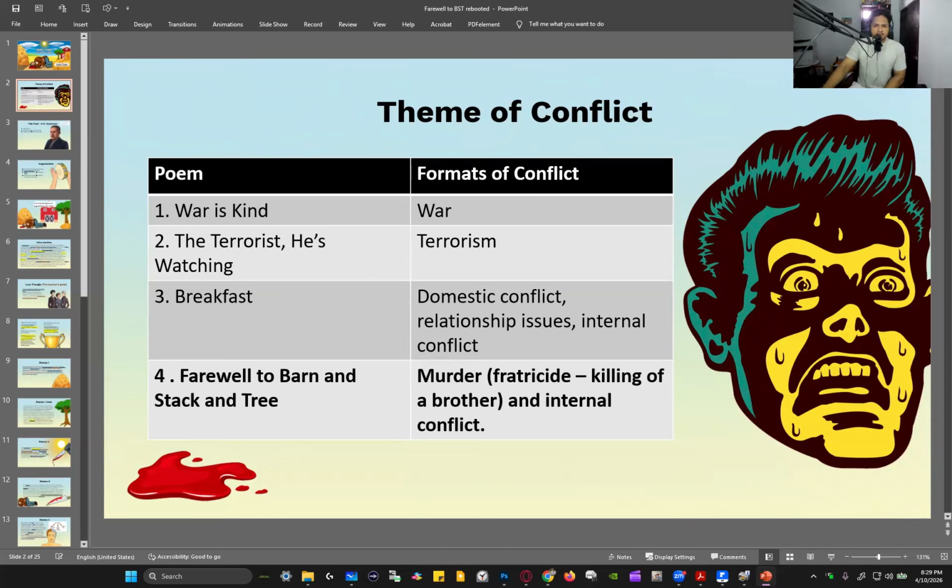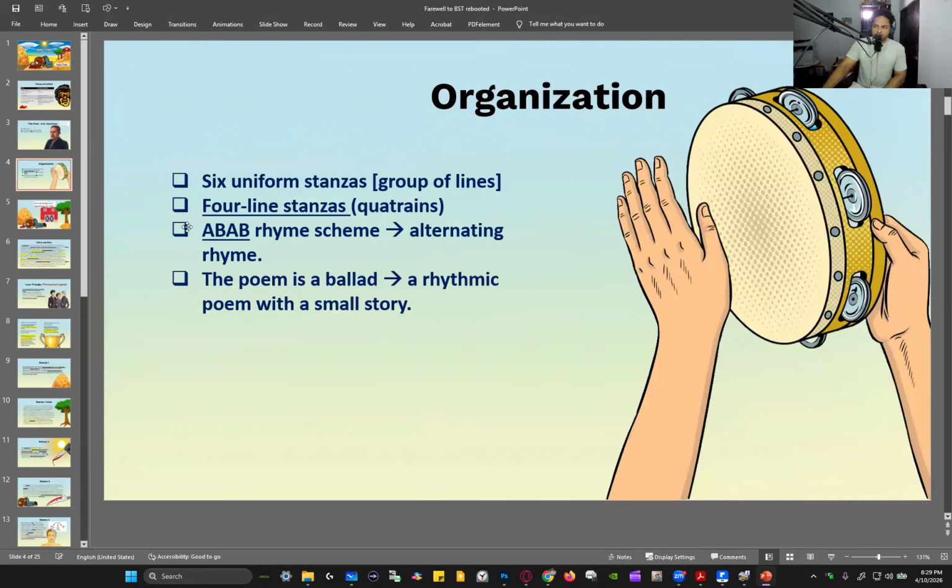There are more poems under the theme of conflict, but we are going to talk about Farewell to Barn and Stack and Tree. This poem is a special kind of poem. It is called a ballad in our syllabus.